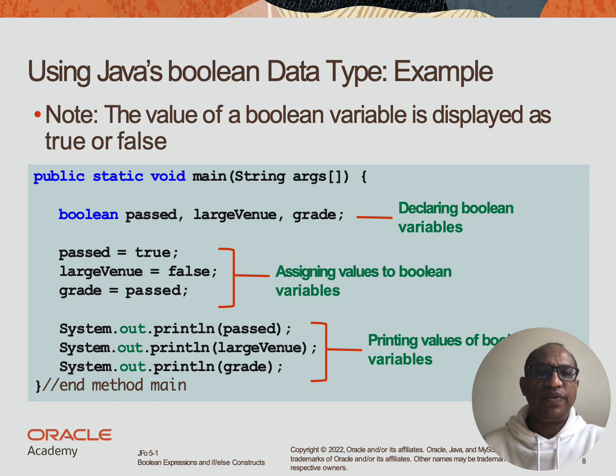Here's an example. We declare and assign Boolean values and then print them. Remember that a Boolean data type can have only two possible values, true and false. Note, true and false are never enclosed within quotes because they are Boolean values, not strings. Output of the example shown in the slide is true, false, true.